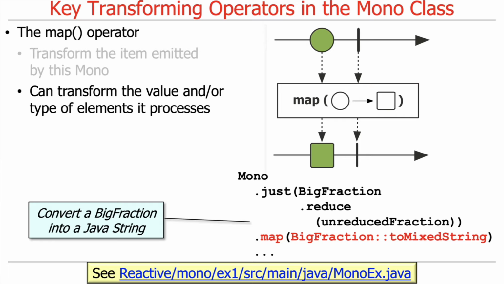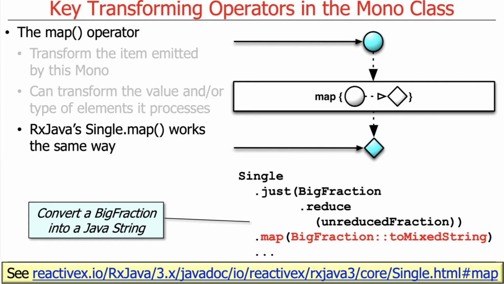If you recall before, we used the just factory method to get ourselves a reduced big fraction, and then that gets emitted by just, and then we use the fluent interface pattern that we've talked about many times before in the context of streams and completable futures to chain together the map method after the just method. And what map does is it applies the toMixedString function, which converts the improper big fraction to a mixed string. So that's what that would do. And now we've not only changed the value, but we've also changed the type, because up here it was coming out as a big fraction, and here it's coming out as a string.